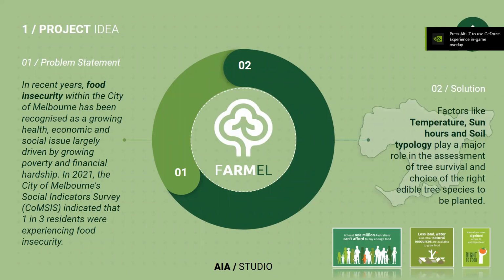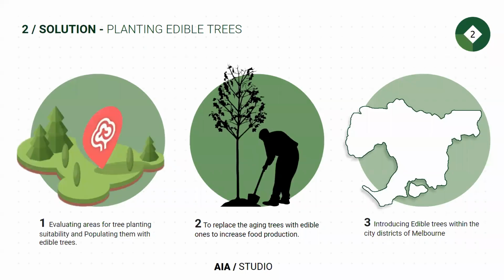Factors like sun hours, temperature, and soil typology play a major role in the assessment of tree survival and choice of the right edible tree species to be planted. Hence, the solution would be basically planting edible trees, primarily through evaluating areas for tree planting suitability, and populating them with edible trees.